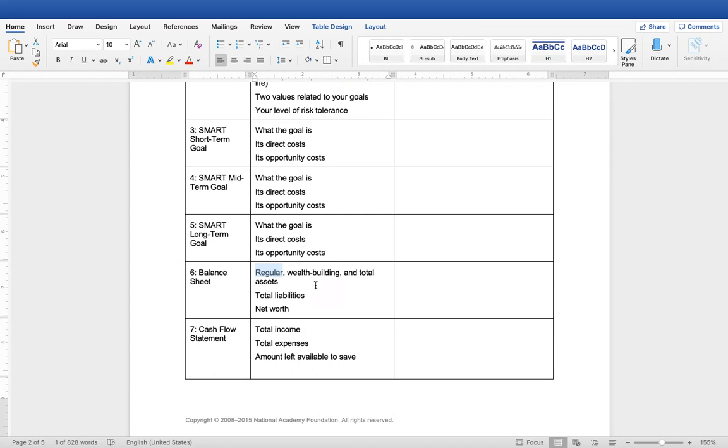And then you're going to take your total assets minus your total liabilities, and that is your net worth. Okay. Next is the cash flow statement. So over here, you outline your income and your expenses, and I want you to outline or list those on a yearly basis. So what's your total income a year? What are your total expenses a year? Okay, you must be consistent. If you're using yearly figures, you must do that for your income and expenses.